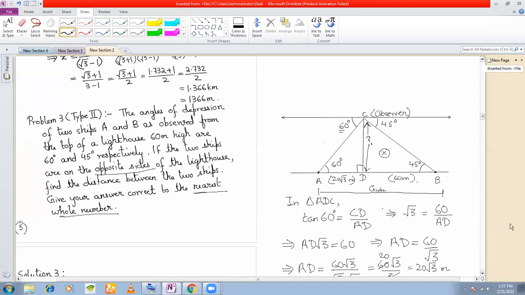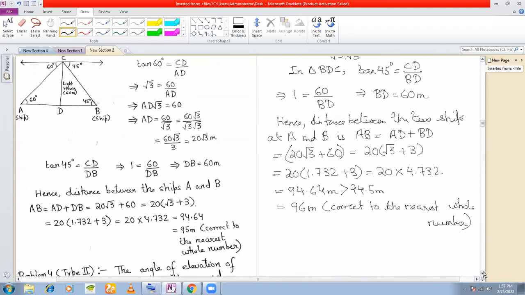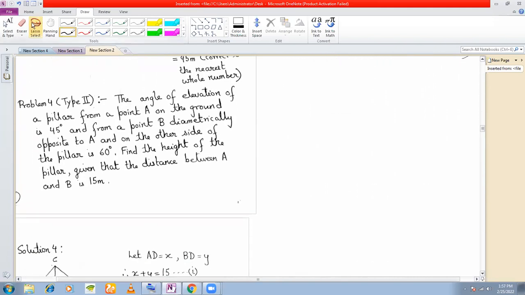Okay, so let's see how to find out the next problem. This is a variation of type 2 problem. The diagram obviously will remain the same. Now let's see what is given here. In this question, it is given that the angle of elevation of a pillar from a point A on the ground is 45 degrees. This time instead of a cliff or a lighthouse, a pillar is there. Let's call the pillar CD.